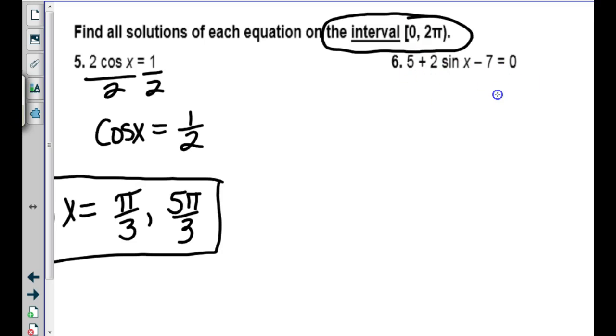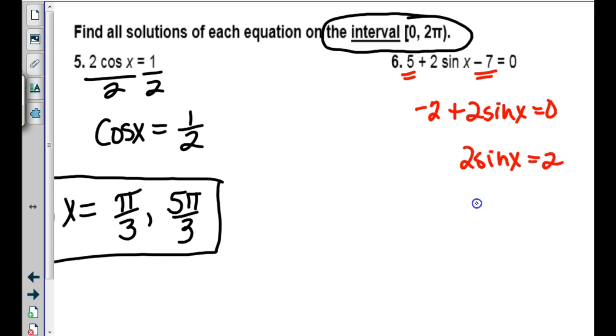All right, what do you want to do with this mess? We need to isolate the sine of x. So I don't care what order we think about it, but what's 5 minus 7? Okay, and there's a 2 sine x. If we add that 2 over the other side, we'll have 2 sine x equals 2. Divide, and we get sine x is 1. Okay, you could have added the 7 and then subtracted the 5 and then divided by the 2. You still get the same thing.